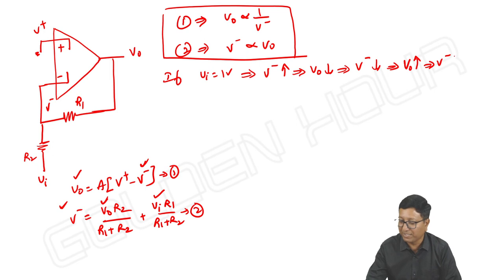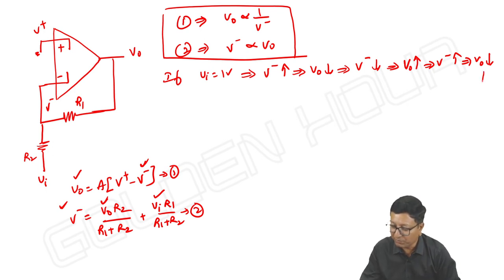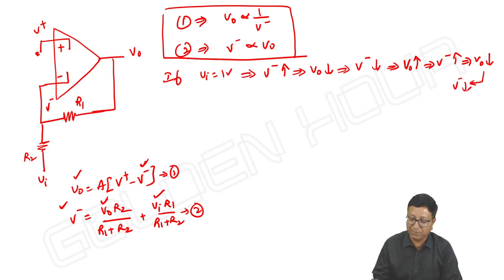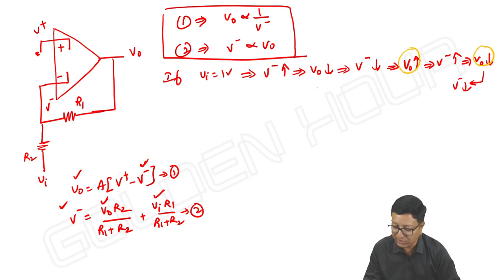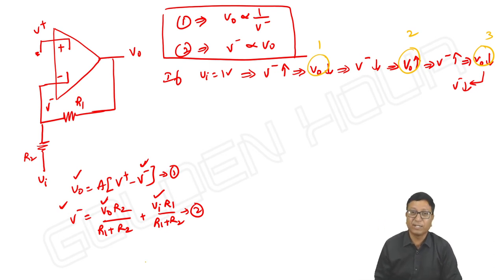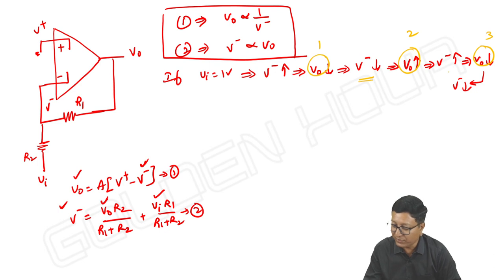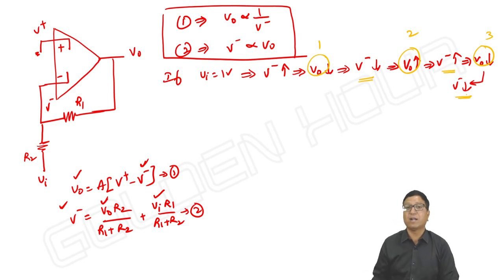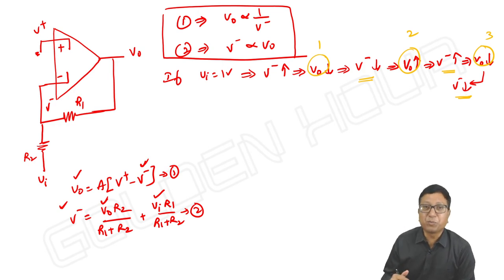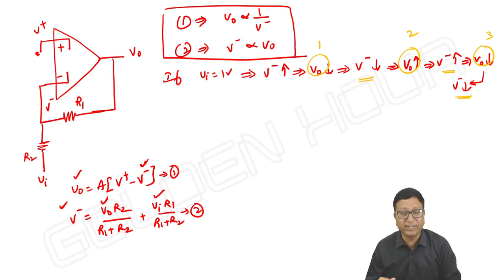If V output increases, V minus will increase. V minus increases, V output will decrease. And V output decreases means definitely V minus will decrease. So we can observe that alternatively output is increasing, next step decreasing, next step. I can start with output decreasing in the first step, second step it is increasing, third step it is decreasing. And V minus, first step it is decreasing, second step it is increasing, and third step it is decreasing alternatively. So what you can say, output and V minus are neither increasing nor decreasing. They settle down at fixed values.